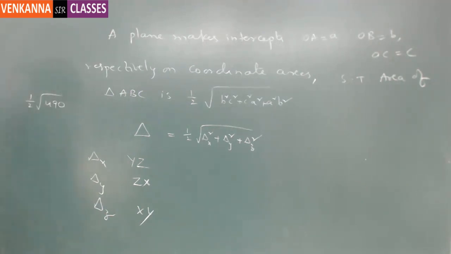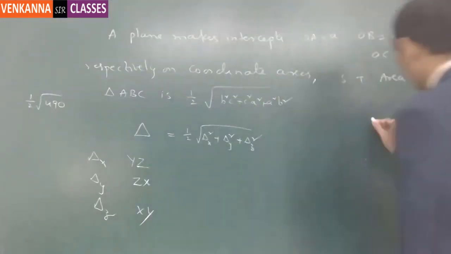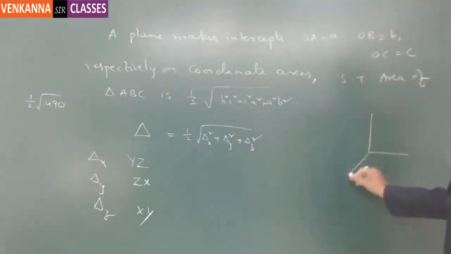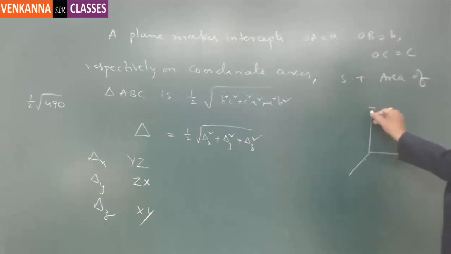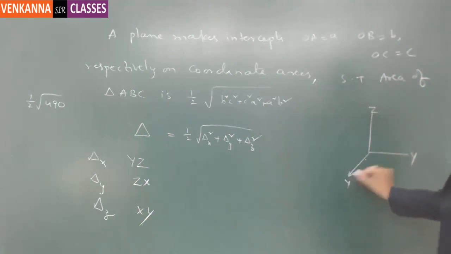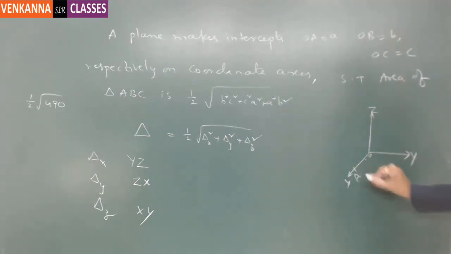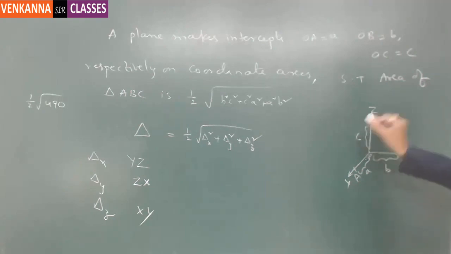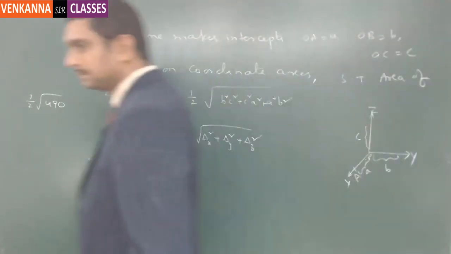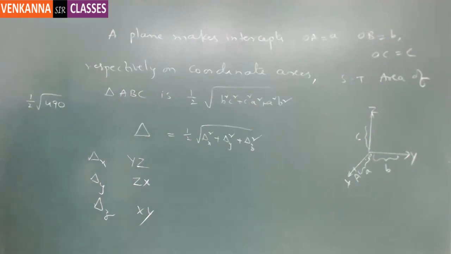So if you visualize the picture, x-intercept is capital A and it is given that the distance is nothing but A. Here the distance is nothing but B. The distance is nothing but C. Accepted? From the intercepts point of view.